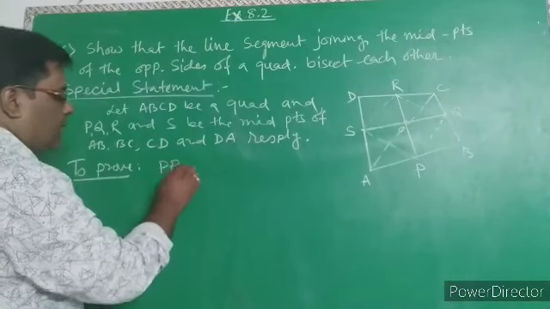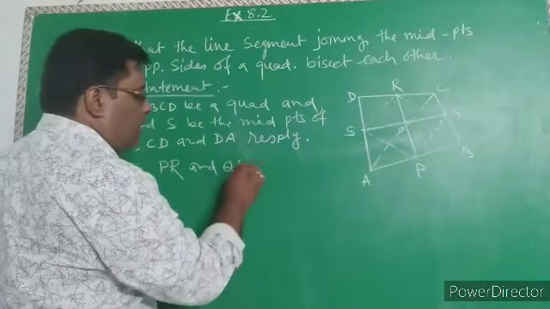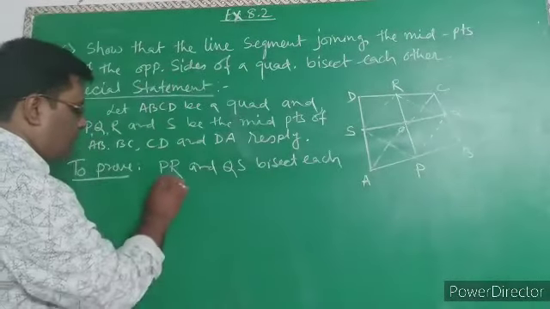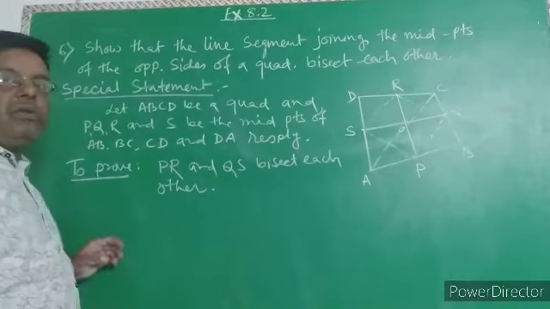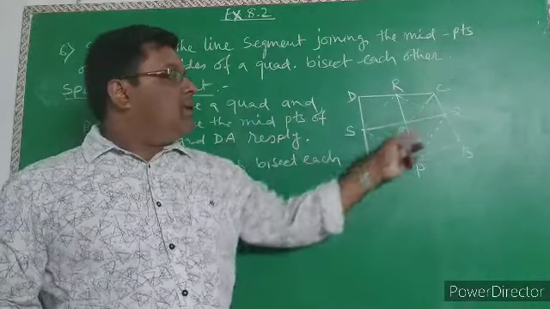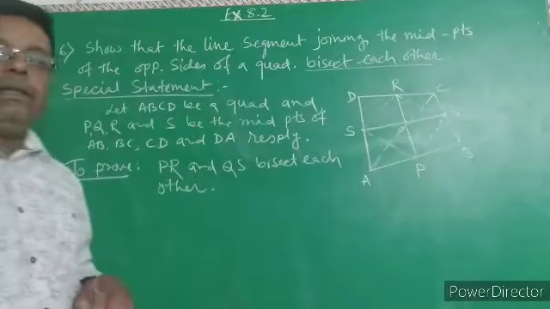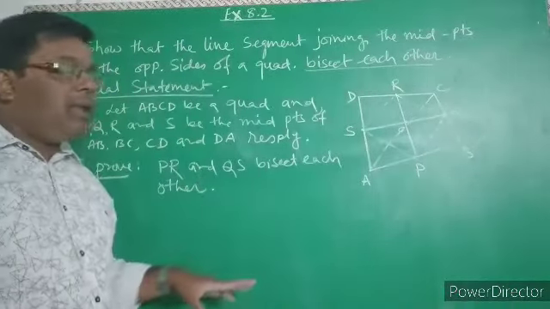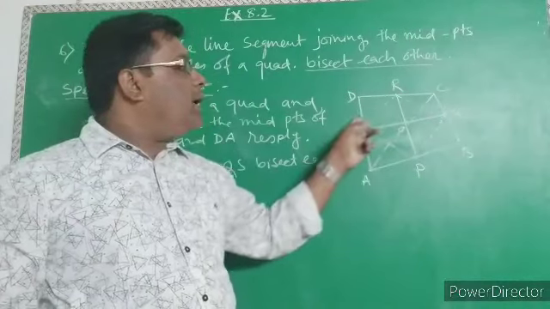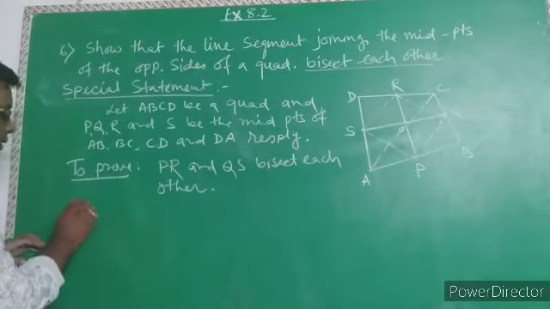PR and QS bisect each other. You have to show it. That is, the line segments joining the midpoints of the opposite sides, PR and QS, bisect each other. So this we have to prove. But we have to do some construction. That is, we join PQ, QR, RS and PS and join AC. So you have to write this construction here. So construction.